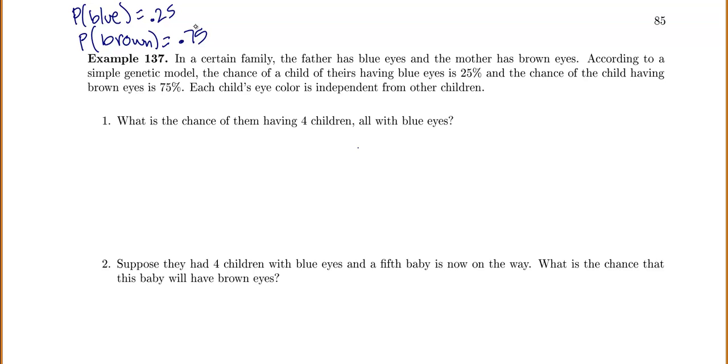Now you might notice that I changed these numbers to decimals instead of percentages, and the reason why is that many calculators will do percentages wrong. If you put it all in as decimals, you know that you're going to be correct in your calculations. So number 1, what is the chance of them having 4 children all with blue eyes? So we're looking for the probability of blue, and blue, and blue, and blue.